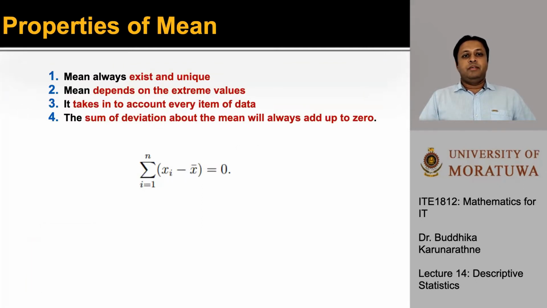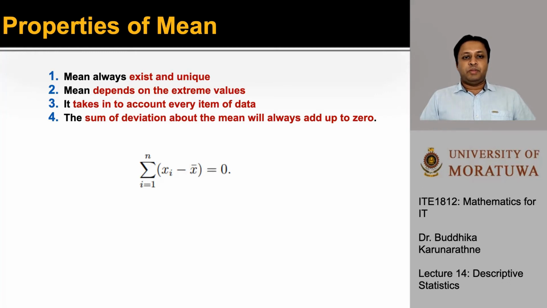Okay, so now we list out some properties of the mean value, because this is a very commonly used concept. We can define a mean value. It always exists, and it is unique. Given a set of data, you can find the mean, and it is unique. And the mean depends on the extreme values. So for example, if a certain data set has very high values or very low values, it will affect the mean value. The mean also takes into account every item of the data, not just a selected number of items, but all the values.